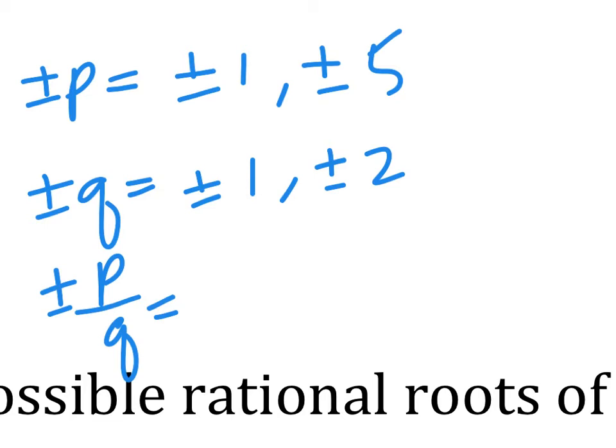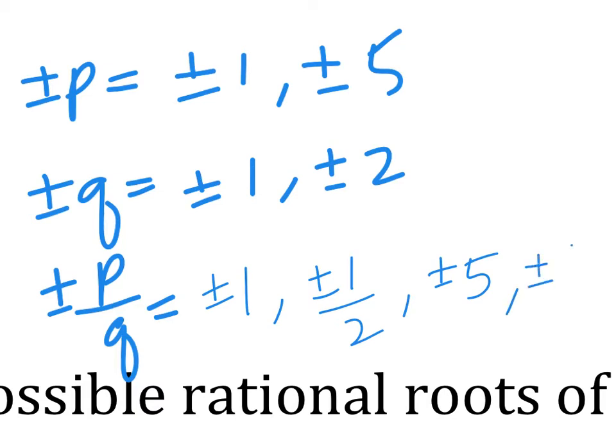Okay, again. Start with the first p, divide by the first q. 1 over 1 is just 1. Start with the first p, go to the second q, so plus minus 1 half. Start with the second p, which is 5, go to the first q, which is 1, so 5. And then go to the second p and the second q.